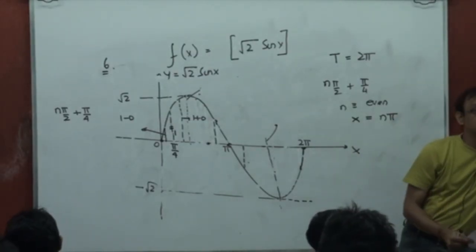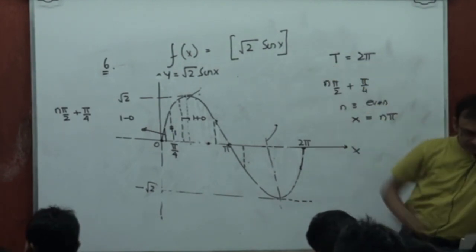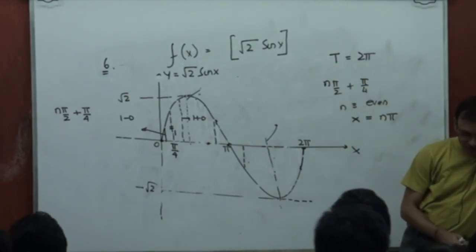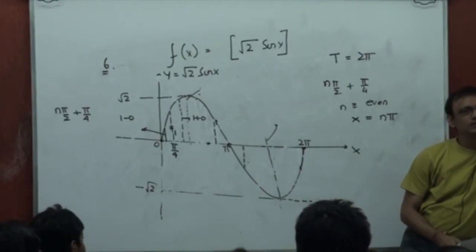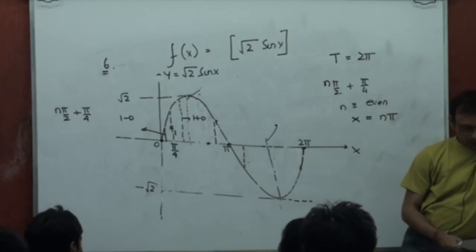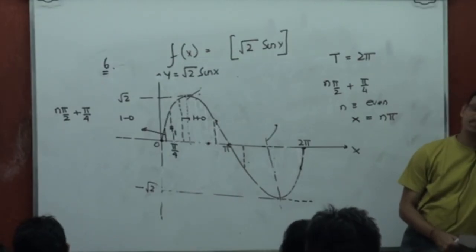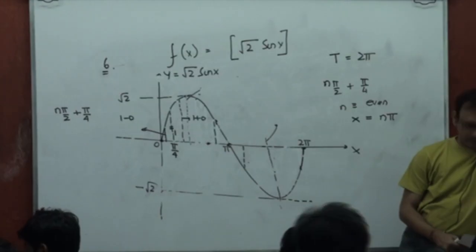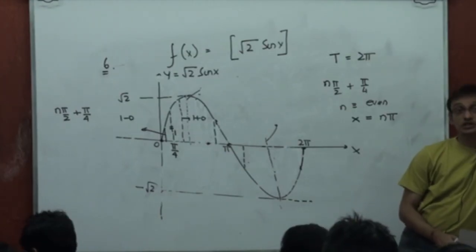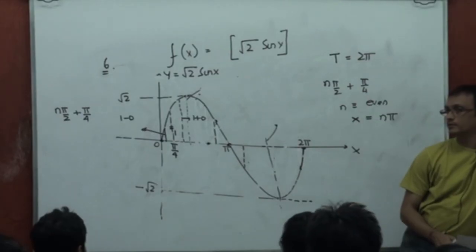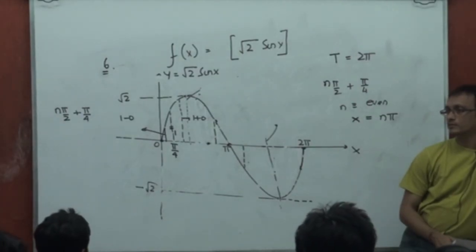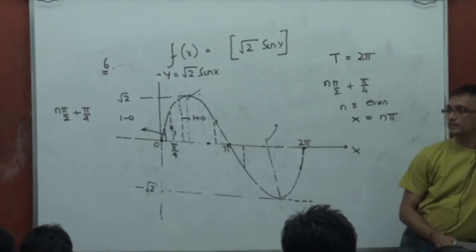Fx is periodic, inherits periodicity from sin x. Maximum value of fx is 1 in the interval minus 2 pi to 2 pi. Right. Fx is discontinuous at x equal to n pi by 2 plus pi by 4. Fx is differentiable at x equal to n pi where n is an integer. Right.